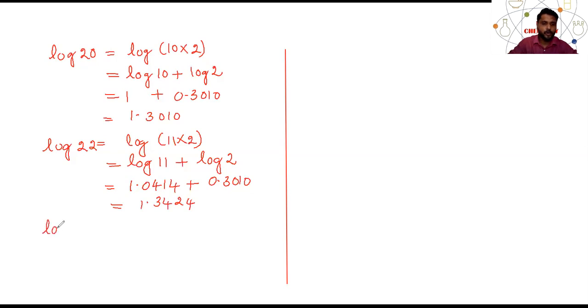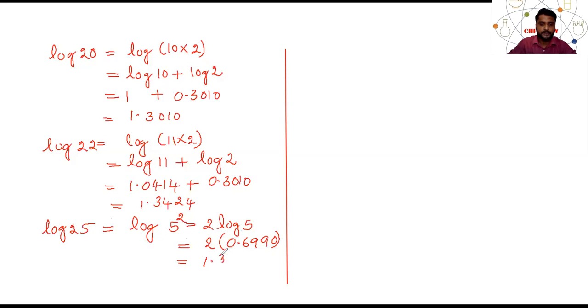Next one, log 25. Log 25 can be written as 5 to the power 2, which is equal to 2 log 5, and log 5 we have, which is equivalent to 0.6990. So therefore, log 25 is equal to 1.398.